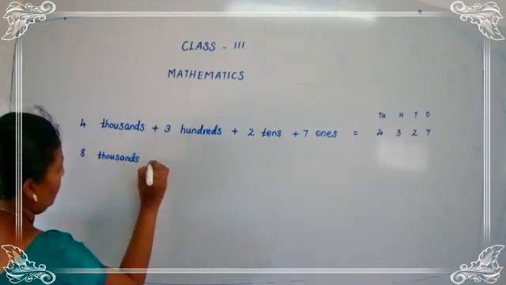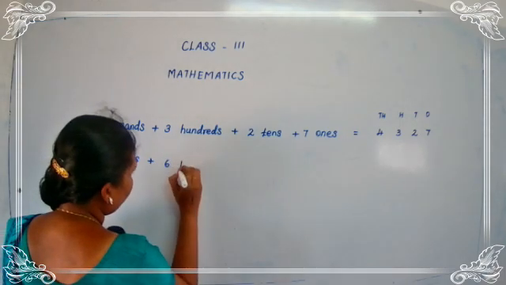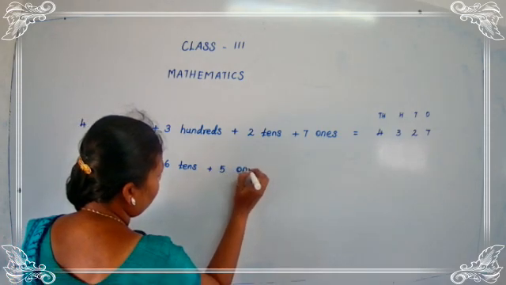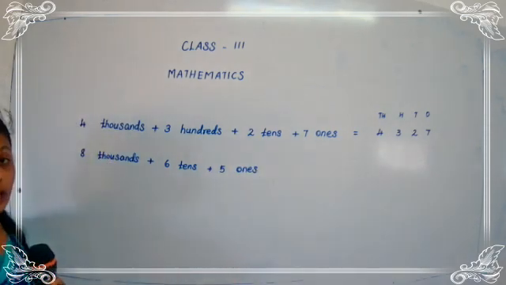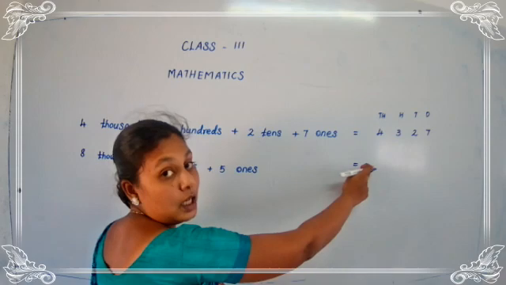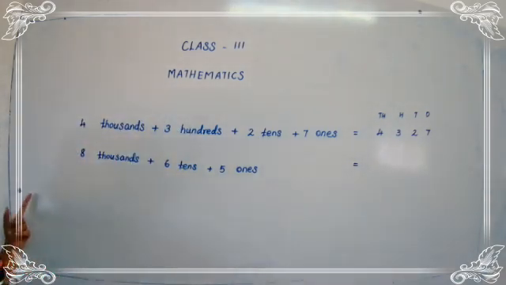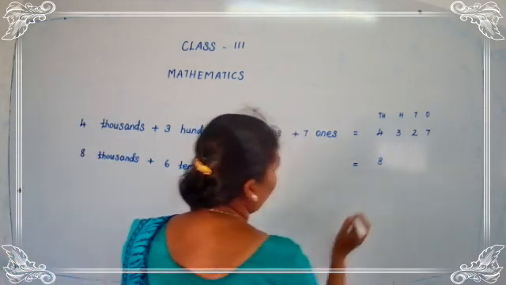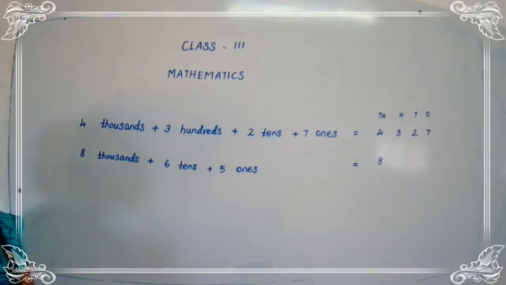8,000 plus 6 tens plus 5 ones is equal to... First we have to fill in the thousands place. How many thousands are here? Which number is in the thousands place? 8. Yes, 8,000. So we have to write 8 in the thousands place.